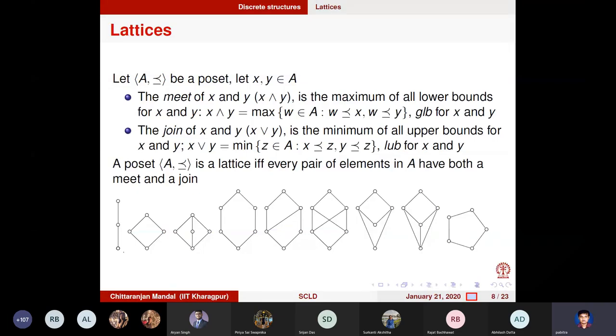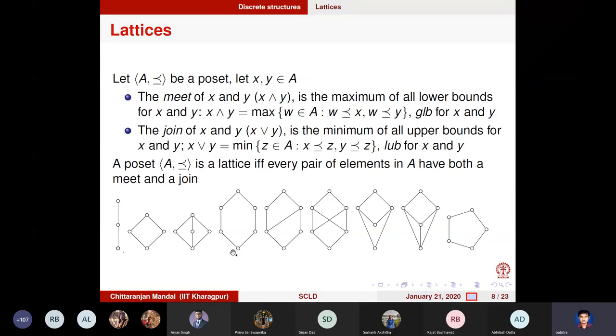What is the lower bound of this element? I hope you can see the cursor. What is the lower bound of this and this, things which are in the same chain? What is the common element between these two? This. Is this common element the maximum? It's the single element, so that is the maximum. So this is also a lattice.